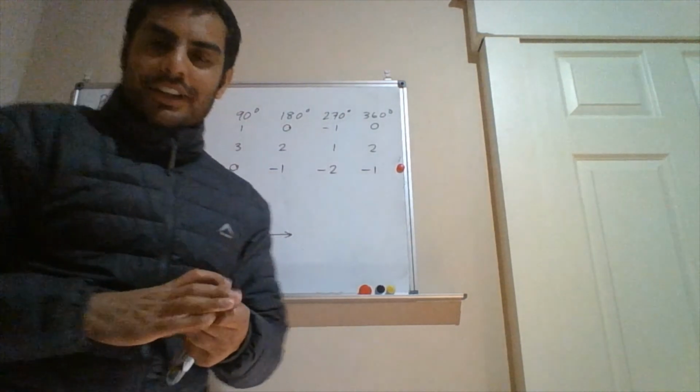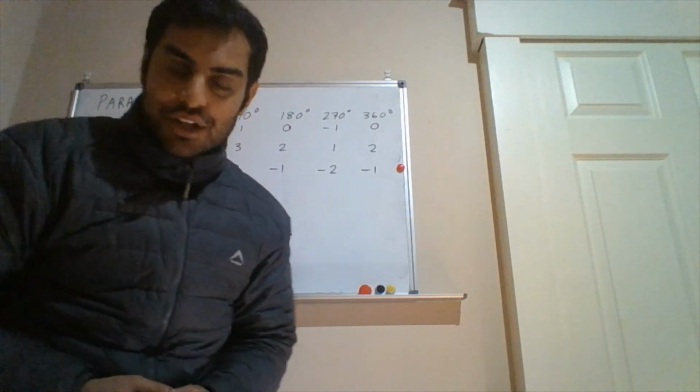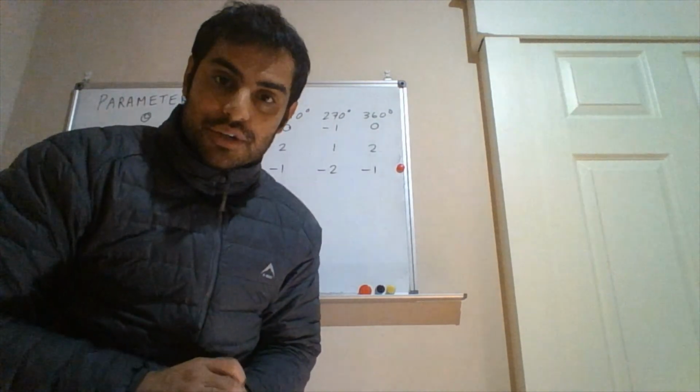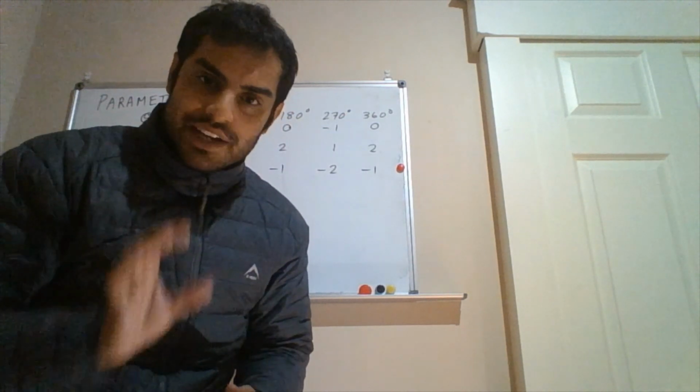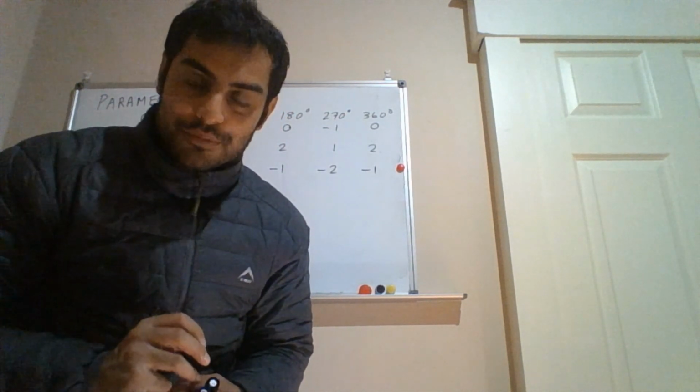Okay, so that covers that for the parameter Q. I'm also not going to do it for the tan ratio. It works in a very similar way. Everything just moves up or down.